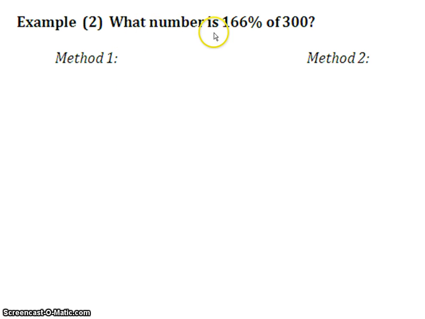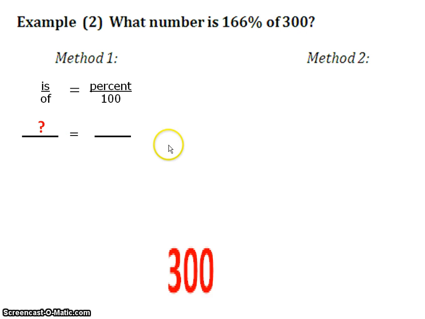Example 2. What number is 166% of 300? Method 1. Our ratio is over of. We're going to set up a proportion of percent over 100. Now we're going to fill in the unknowns. Let's go back to the problem. What number is? So, in setting up the proportion, we don't know what number is. So we'll put a question mark for is. Of 300. So 300 represents the of in this problem.